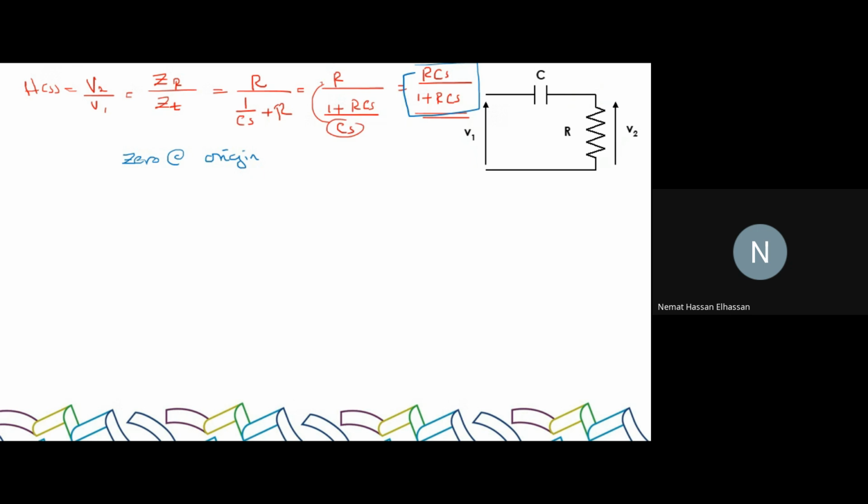Do we have poles, values of S that will make the denominator equal to 0? Minus 1. Again minus 1. The values of S that make this denominator zero: 1 plus 1 over RC is equal to 0. It's the exact same denominator from the previous examples. So we have a pole at 1 over RC, correct? Let's plot them.